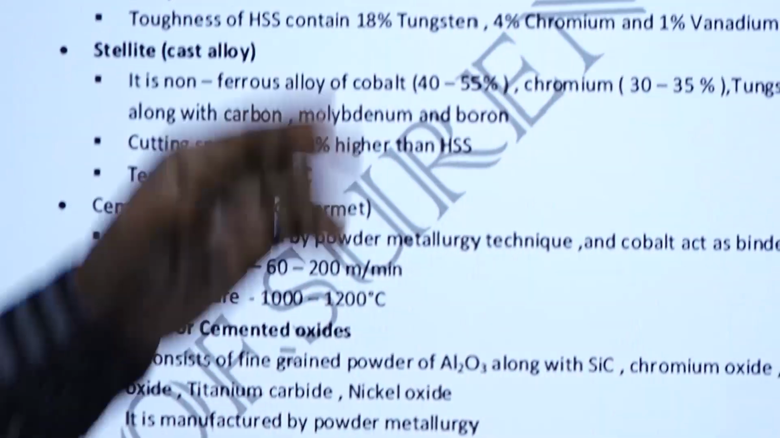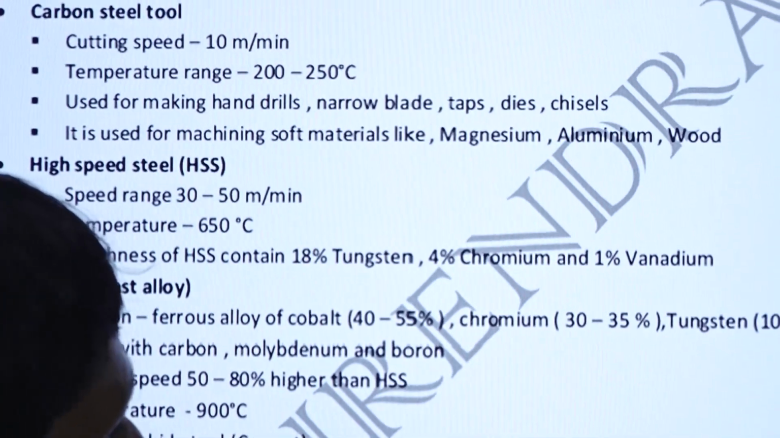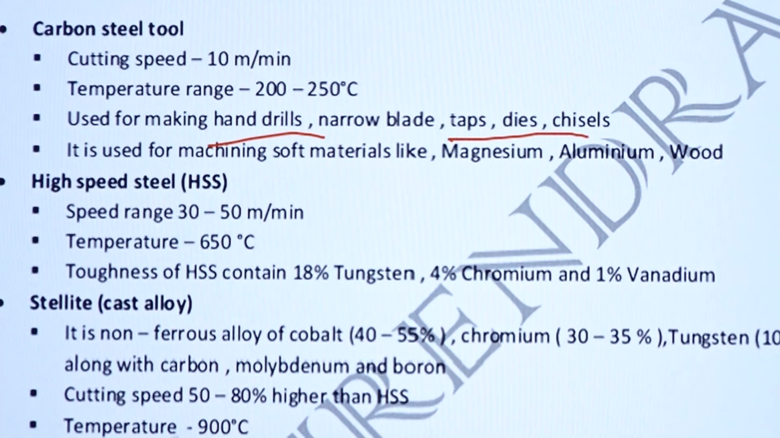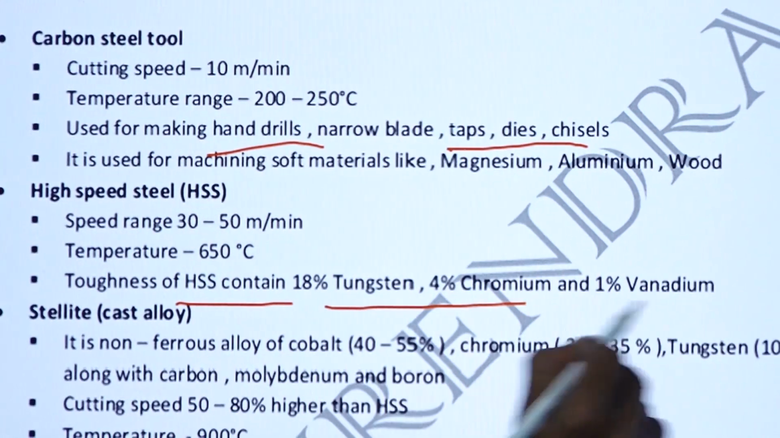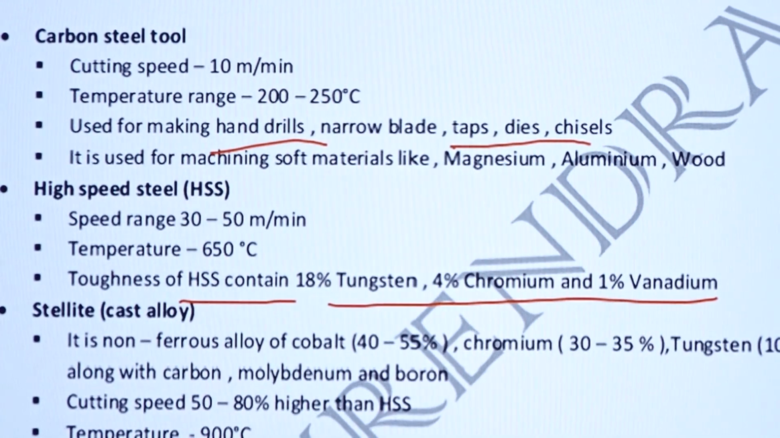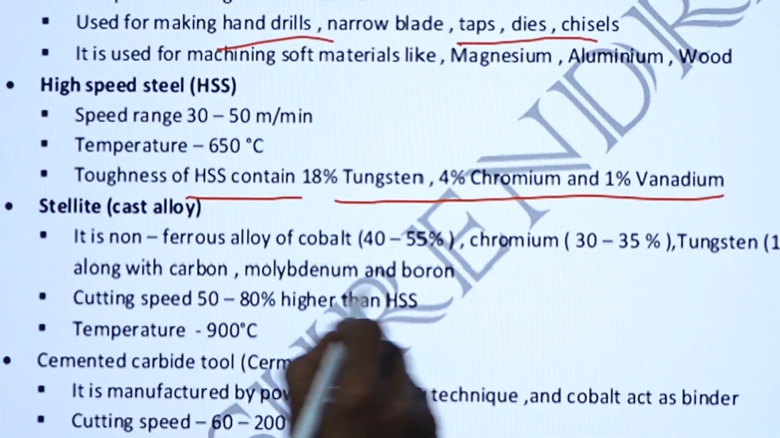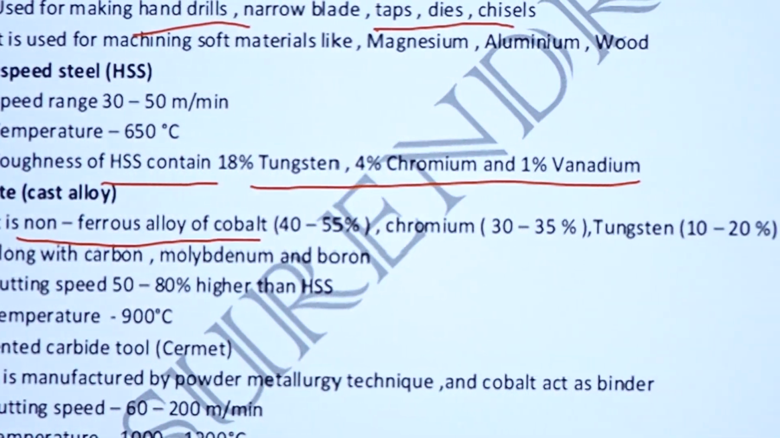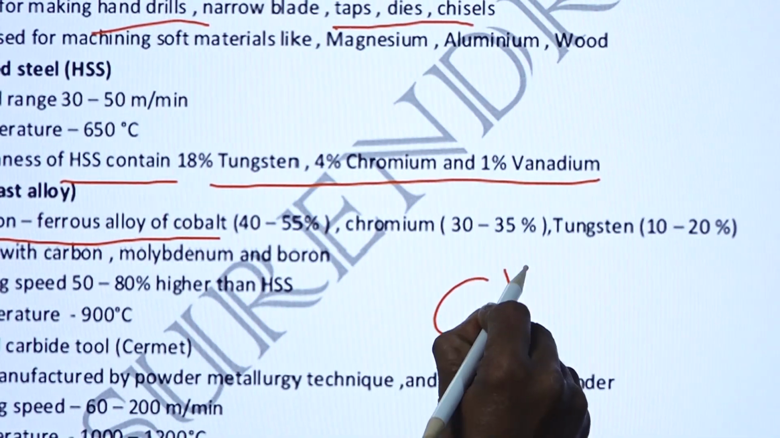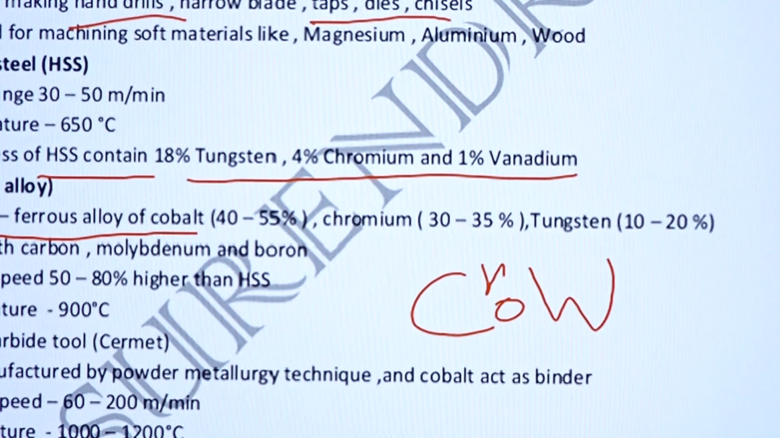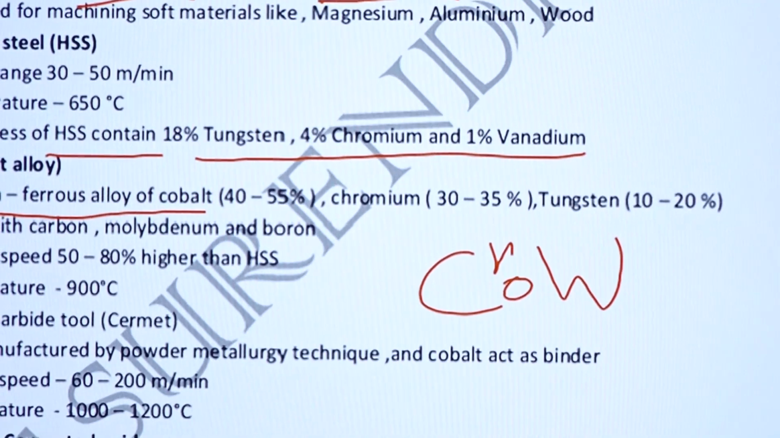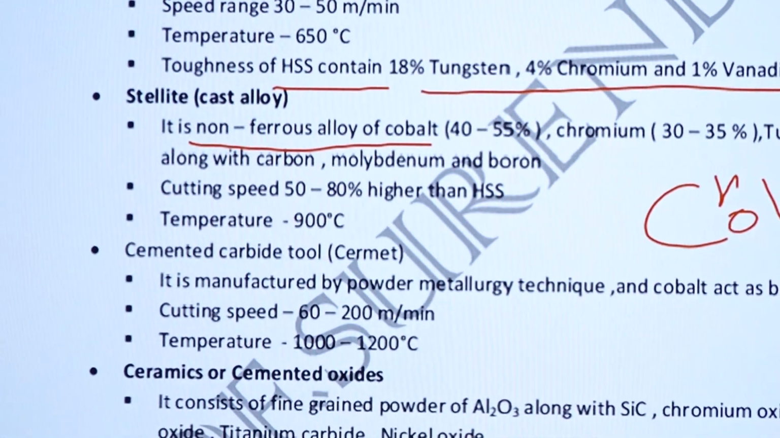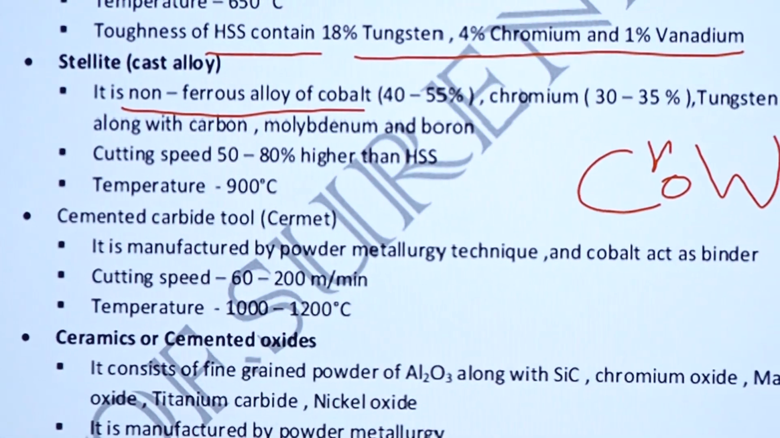This carbon steel is used for hand drills, taps, dies, and chisels. HSS contains 18-4-1, and you can observe stellite. Stellite is a non-ferrous cast alloy. You can easily remember it by chromium, cobalt, tungsten: Cr for chromium, Co for cobalt, W for tungsten.